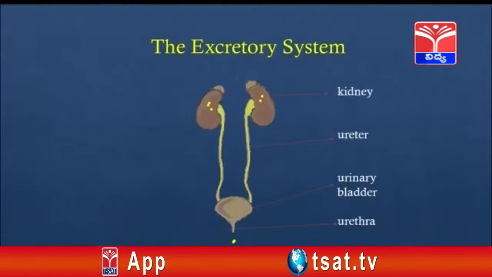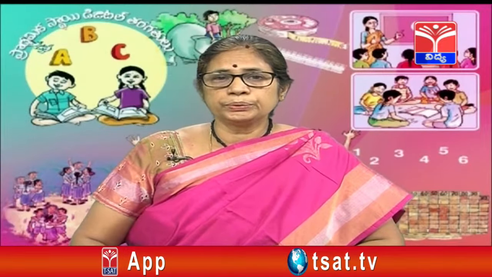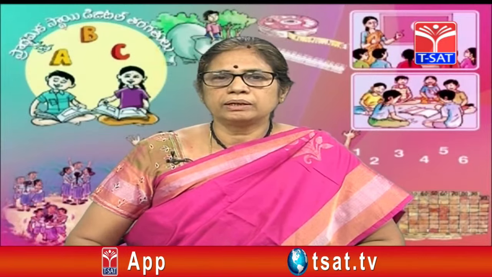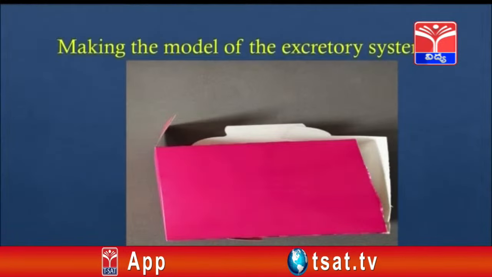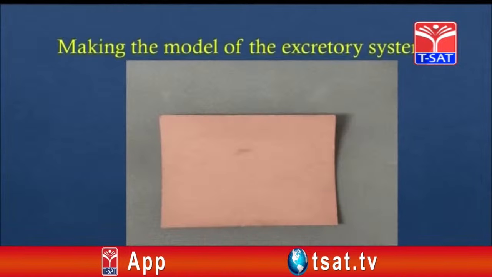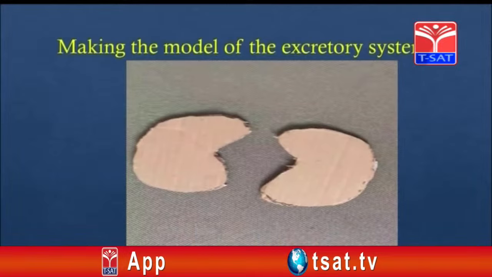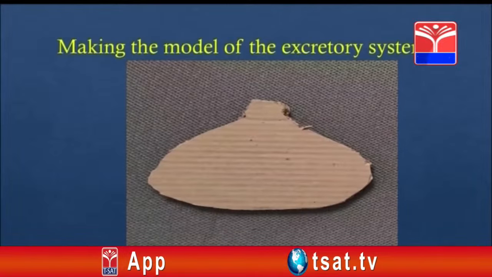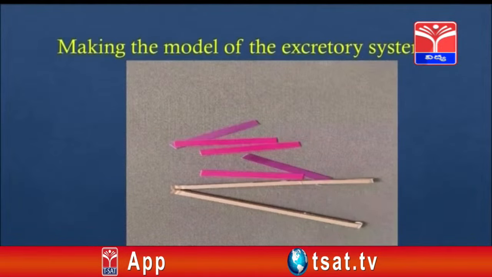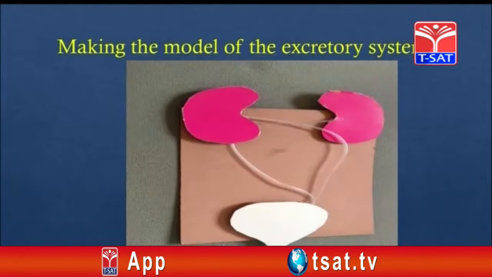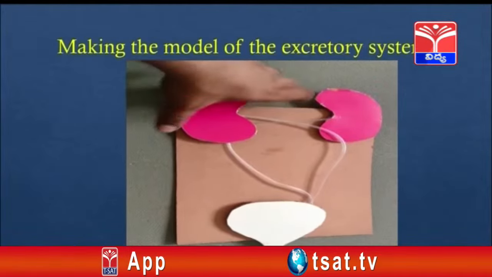Children, look at the picture, how the urine is coming from the kidneys, enters into the urinary bladder and comes out through the urethra. Now, we are going to make the model of the excretory system. Thick paper box, plank, tube, scissors, glue, kidneys made from the cardboard, bladder made from the cardboard, paper cutting for the blood vessels. Now, attach the kidneys to the plank with the help of a tape.